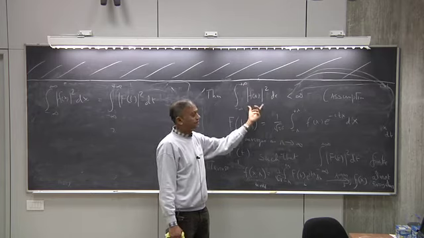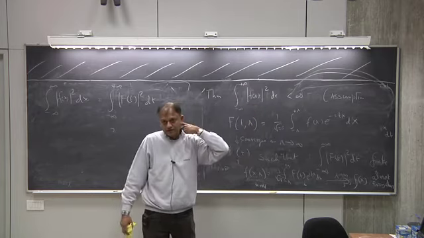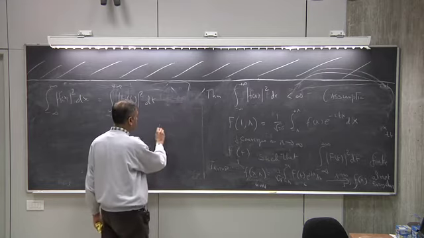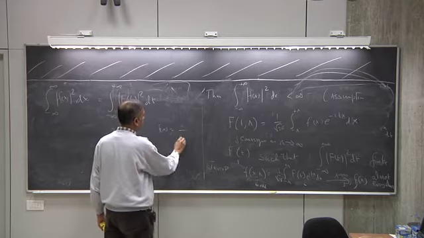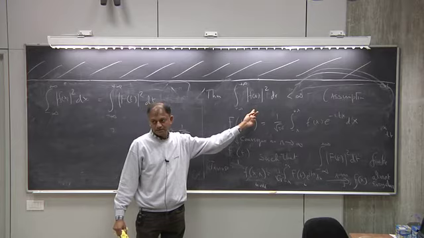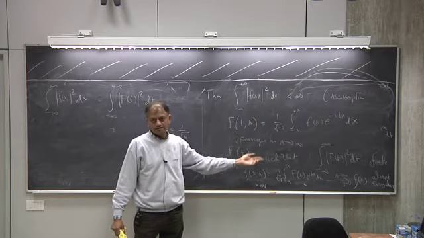This is already saying that you have strong restrictions on this function f of x. For example, if f of x was 1 over square root of x, it will not be satisfying this.